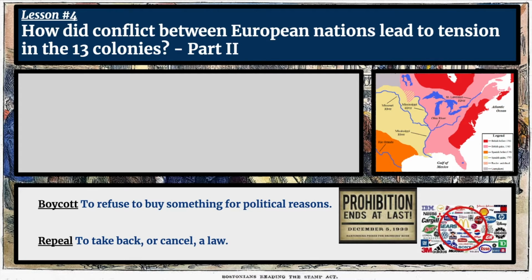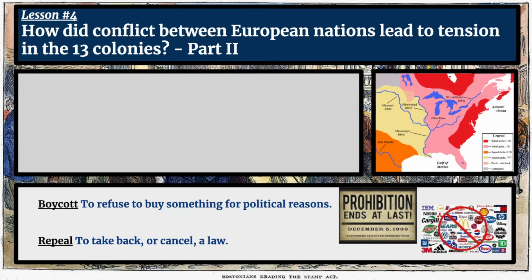Hello, ladies and gentlemen, and welcome to lesson number 4 in our series of lessons about the causes of the American Revolution. This is Unit 1, Lesson 4, Social Studies 8, Trimester 1, and today we're going to continue to answer the essential question, how did conflict between European nations lead to tension in the 13 colonies? Part 2.